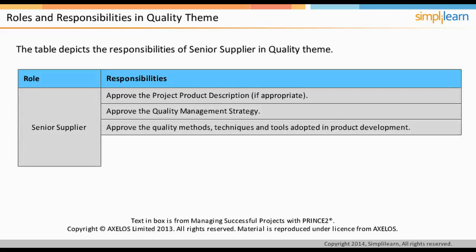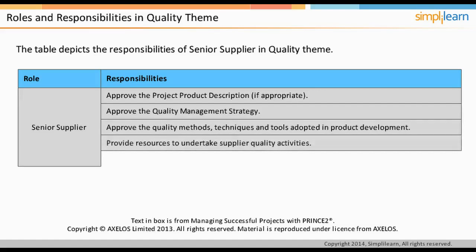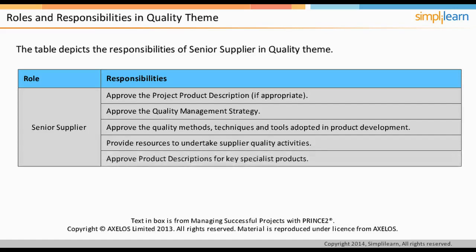Senior supplier is responsible for the approval of the project product description, if appropriate, the quality management strategy, and the quality methods, techniques, and tools adopted in product development. Senior supplier also provides resources to undertake supplier quality activities and approve product descriptions for key specialist products.